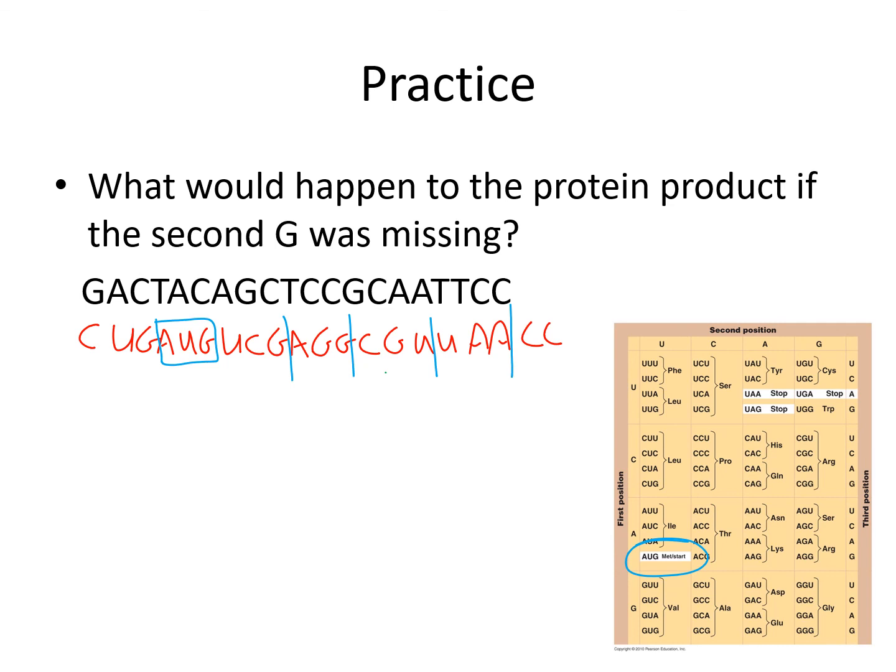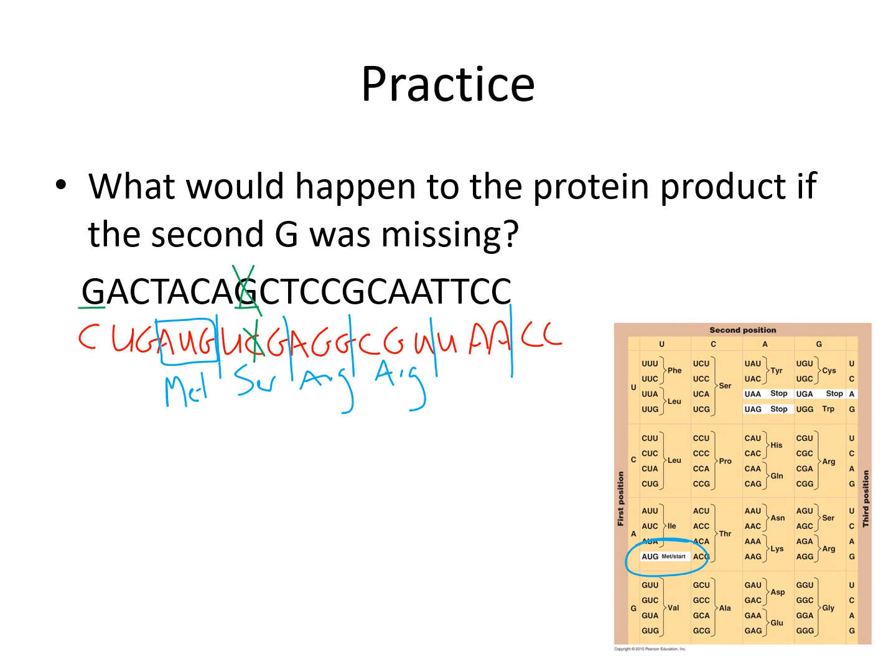You translate, so this is the methionine again. The start codon is always methionine. And then there is the serine, arginine, arginine, and stop codon. All right, now for this one, what would happen to the protein product if the second G was missing? So here's the first G, here's the second G, so now that second G is missing. So the RNA would not have that second C, and this would change your reading frame.